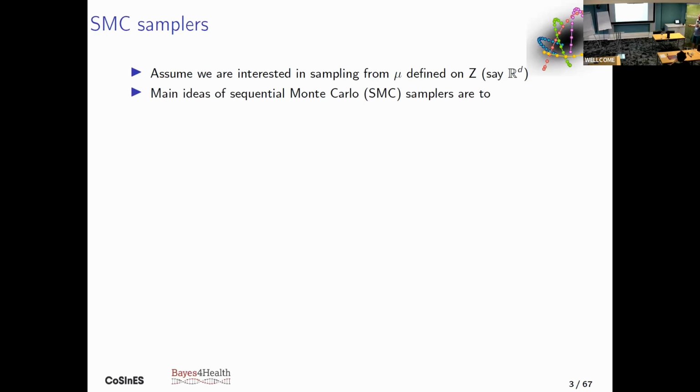So what is the main idea of a sequential Monte Carlo sampler? It's a bit in the name, right? Instead of trying to sample from mu directly, what you're going to do is define a sequence of problems that go from easy to difficult to sample from, where difficult is sampling from mu. And in order to do that, you're going to define a sequence of distributions on the same space Z, okay? Indexed by n, that goes from 0 to p.